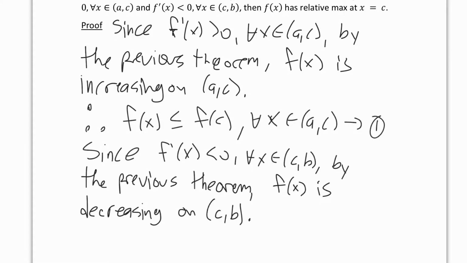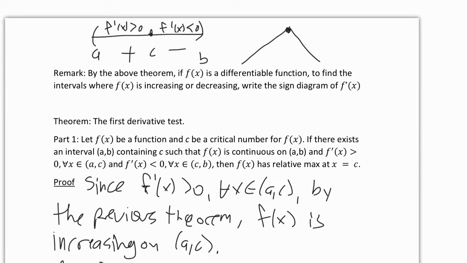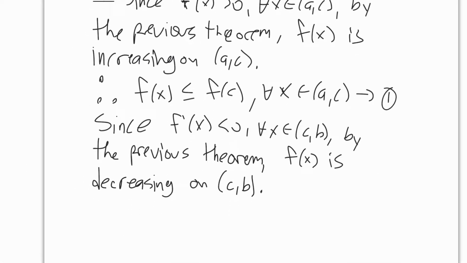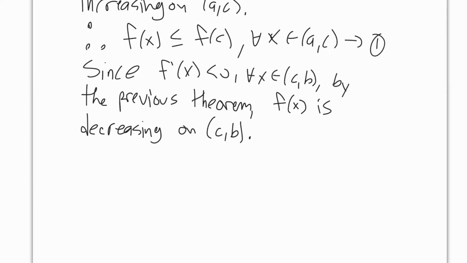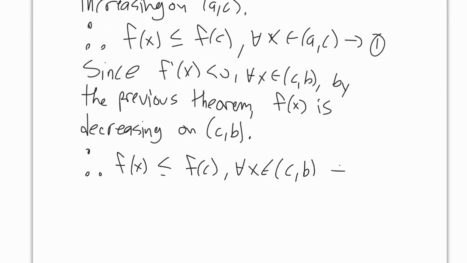And that's what we drew over in the diagram here. The function is decreasing on c to b. Well, again, if you think about it, if a function is decreasing, then the highest portion on that interval is going to be at the beginning, because you start out at a top and you decrease, decrease, decrease. So, we could say then, therefore, f of x will be less than or equal to f of c for all x in the interval from c to b. We're going to call this point number 2.